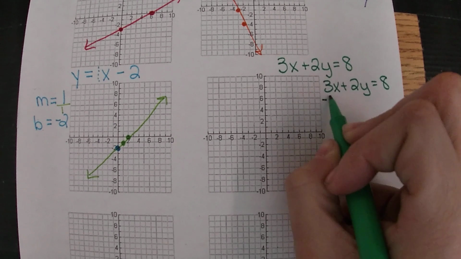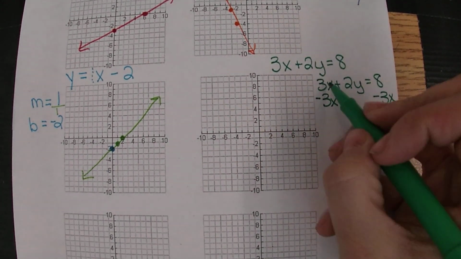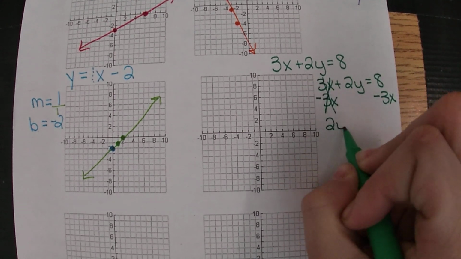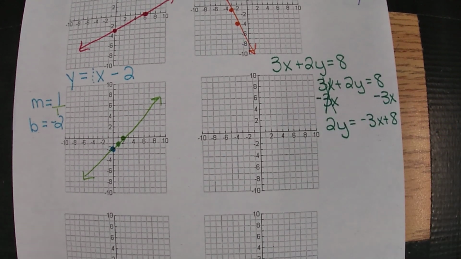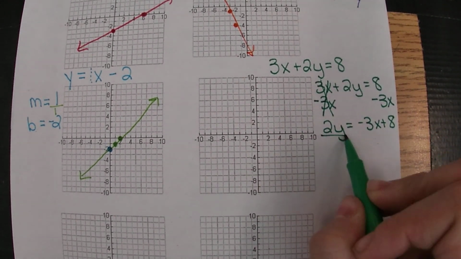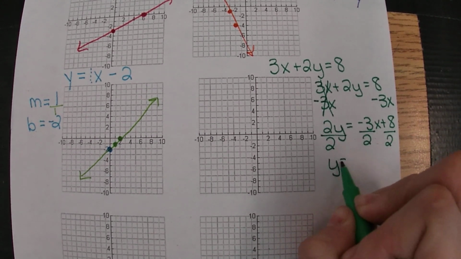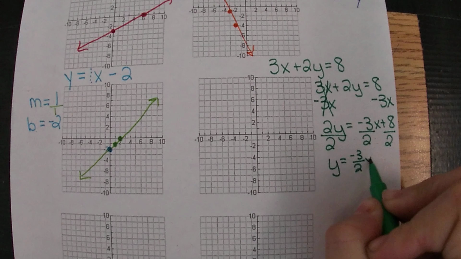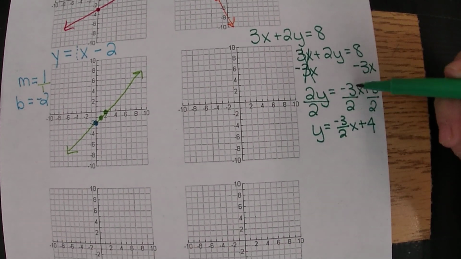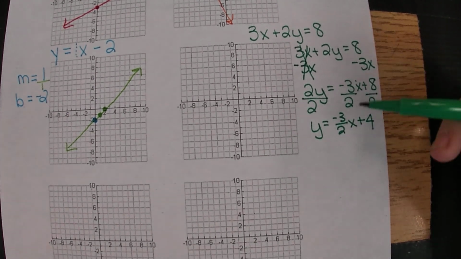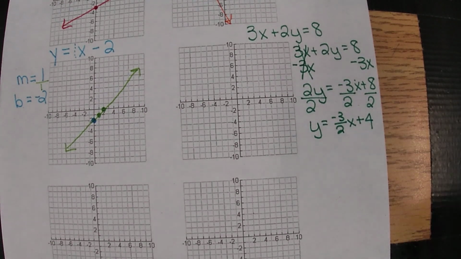Okay, so if we want to solve for y, we're going to move the x. So that will give us 2y equals negative 3x plus 8. Okay, then we're going to divide by 2. This stays as a fraction, right? Because slope we want to be in fraction form.